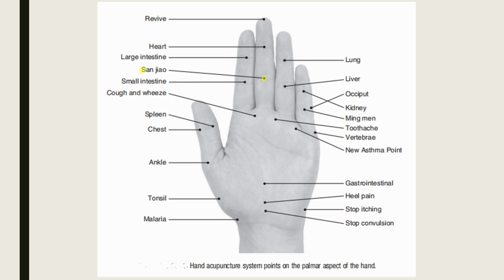Sanjiao point. Location: at the midpoint of the transverse crease of the proximal interphalangeal joint of the middle finger. Indications: chest, abdominal, and pelvic cavity diseases. The heart point. Location: at the midpoint of the transverse crease of the distal interphalangeal joint of the middle finger. Indications: palpitations and chest pain.